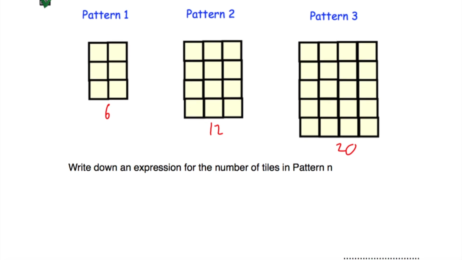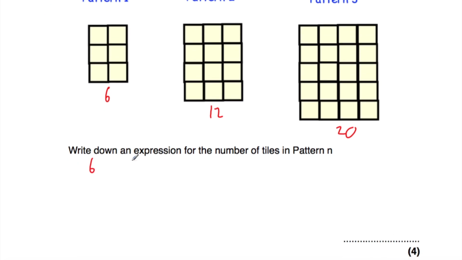So let's write down our sequence. Our sequence would be 6, 12, 20. And if we were to do one more, the next one would have 1, 2, 3, 4, 5 rows and 1, 2, 3, 4, 5, 6 in it. 5 times 6 would be 30. So pattern 4 would have 30. So our next number would be 30.